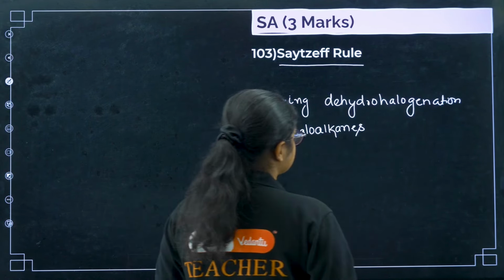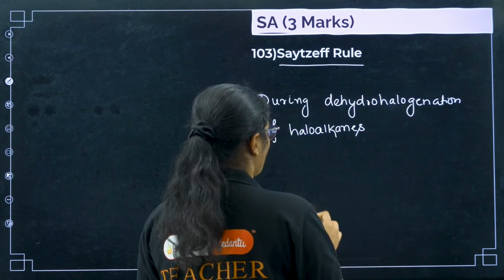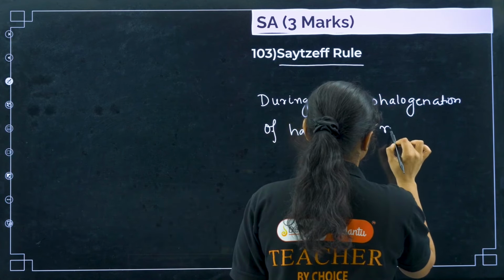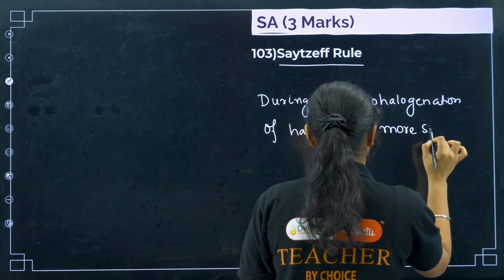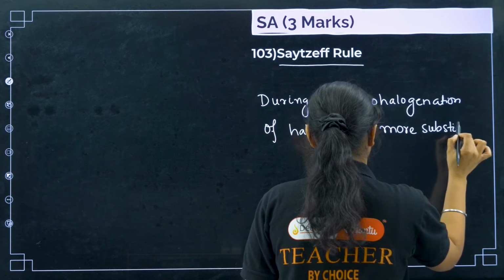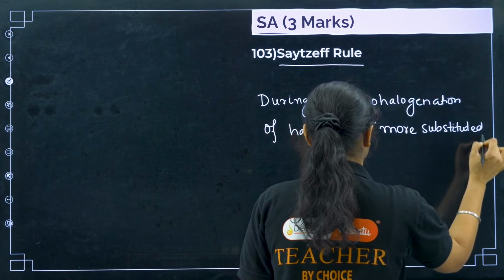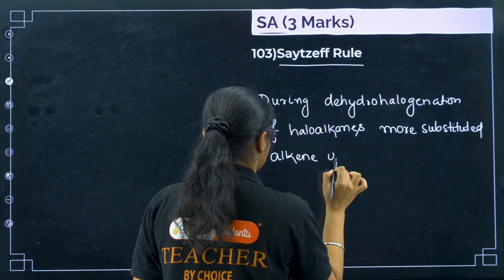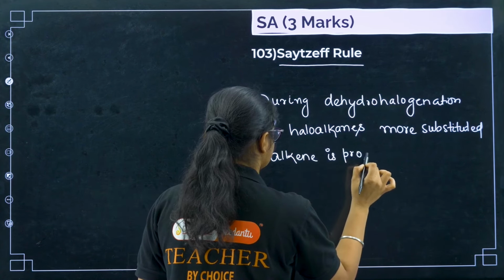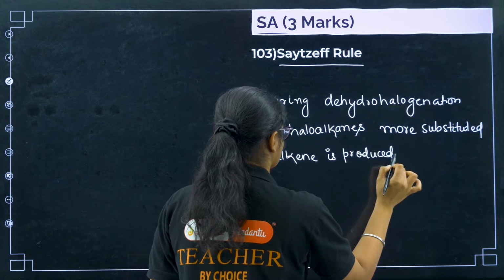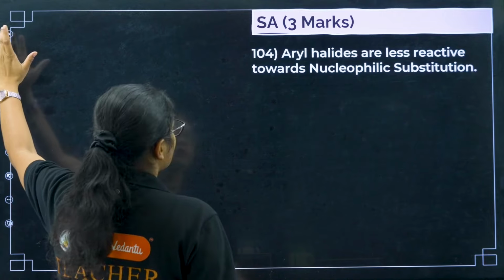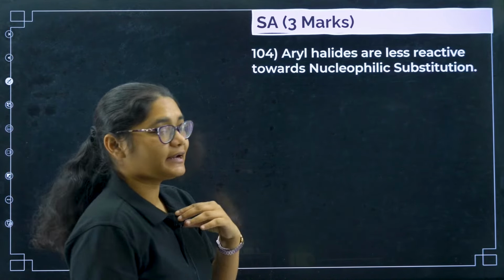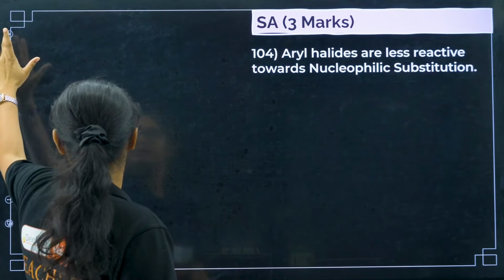Okay, what happens during dehydrohalogenation of haloalkanes? More substituted alkene is formed. More substituted alkene is produced. Okay. Next we have aryl halides are less reactive towards nucleophilic substitution.